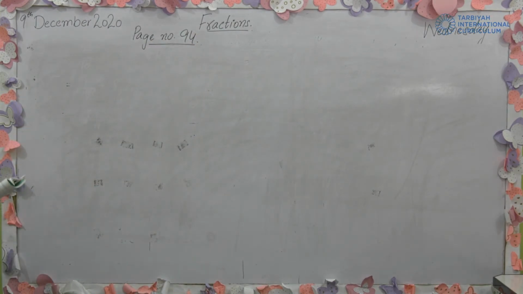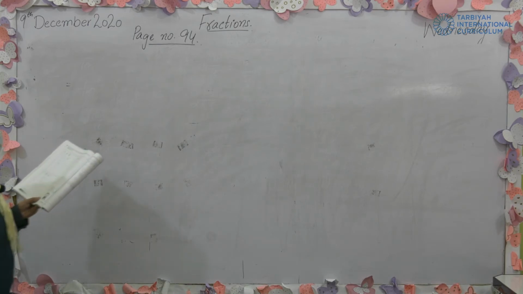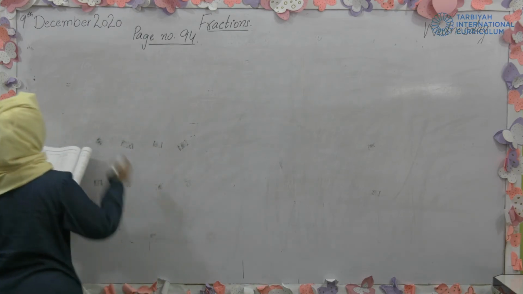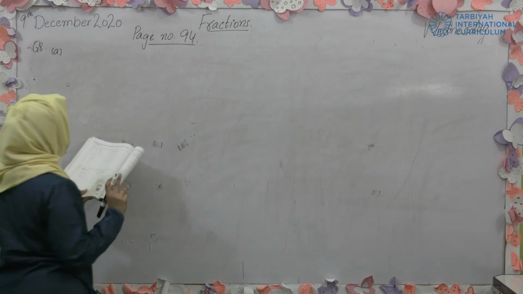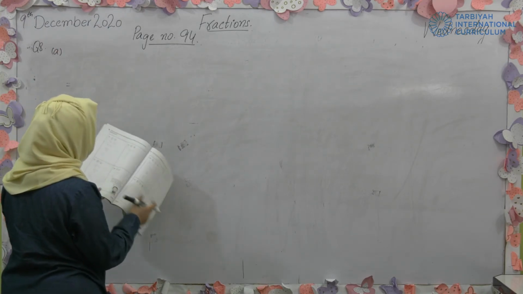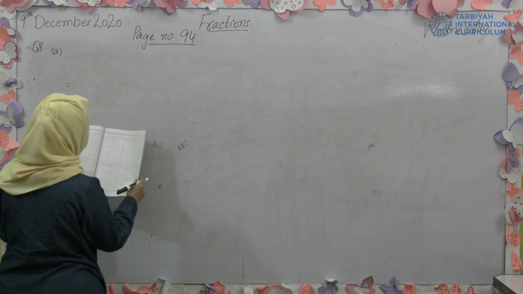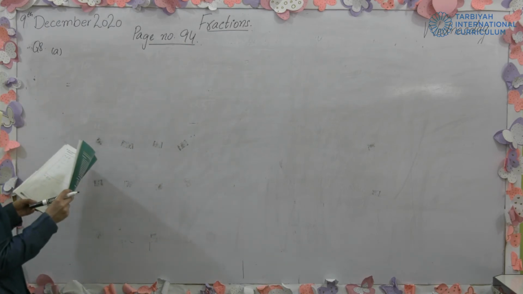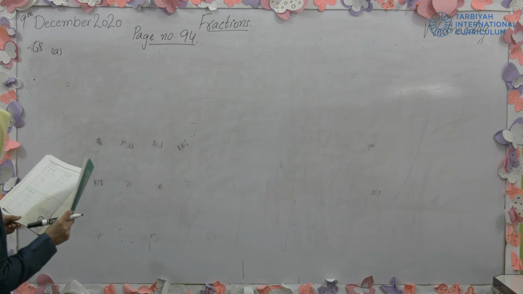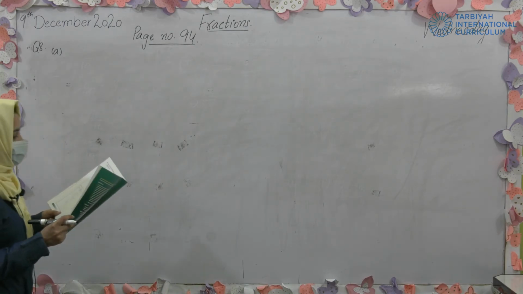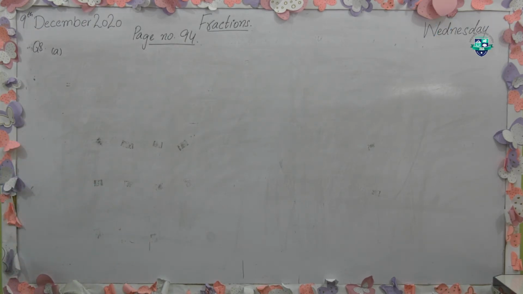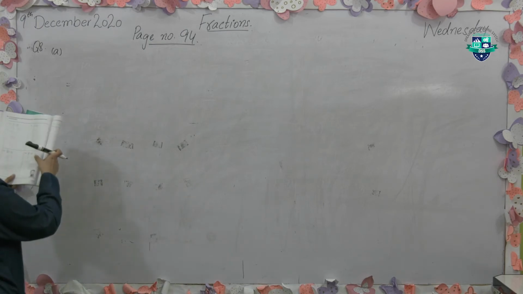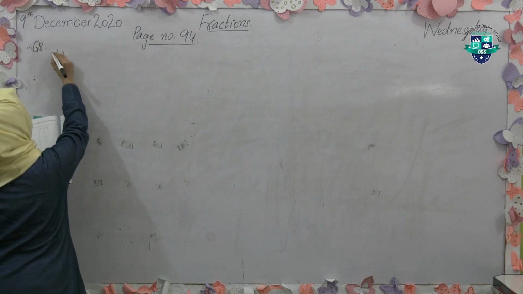Okay, now move on to page number 94, question number 8, part A. This is just the revision. I'll do 2 questions for you and you will do the rest of the questions by yourself. On page number 94, add or subtract the following fractions. Write your answers in the simplest form. Okay, A part is very easy. A part, you will do it by yourself. I'll do the B part.